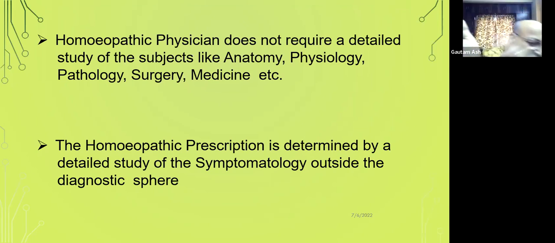Actually, this misinterpretation arises because when we take the generalities of a patient, both mental and physical, we have to ask many questions which are different from the allopathic system. As a result, people think that homeopathic physicians are not interested in, or do not want, the investigation and examination part. But it is not correct. A homeopathic prescription is determined by a detailed study of the symptomatology outside the diagnostic sphere. That is the concept. That's why it is said there is no need of studying anatomy, physiology, pathology, surgery, medicine. But take it for granted, all the subjects are required for a homeopathic doctor to know. Otherwise, we can't. Let me go further ahead with this.